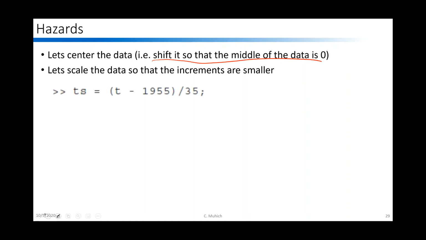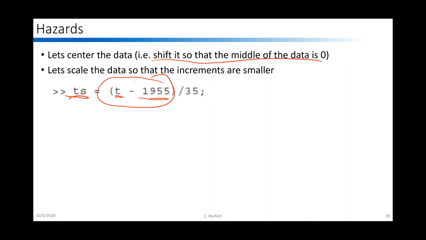We could do that, say, by having some time shifted variable that's the time, so say the year, for example, minus the average of that value of the set. So if you remember, we went from 1920 to 2000. Our median value would be 1955. This is going to then shift the data.